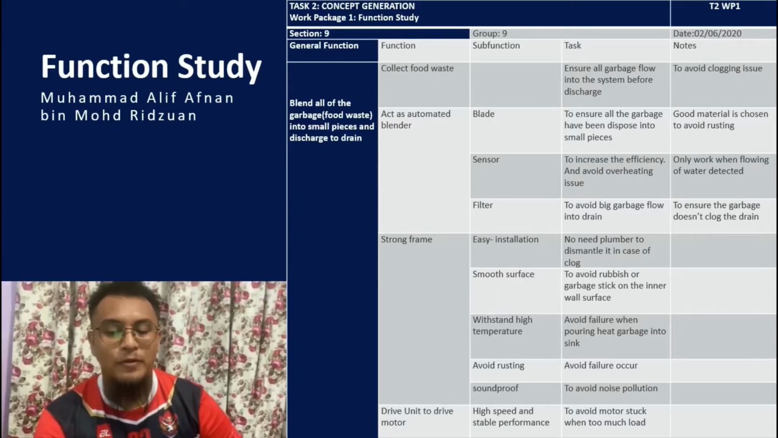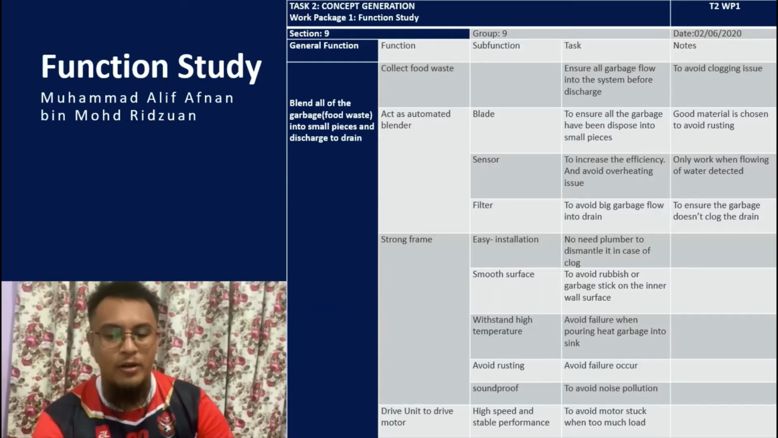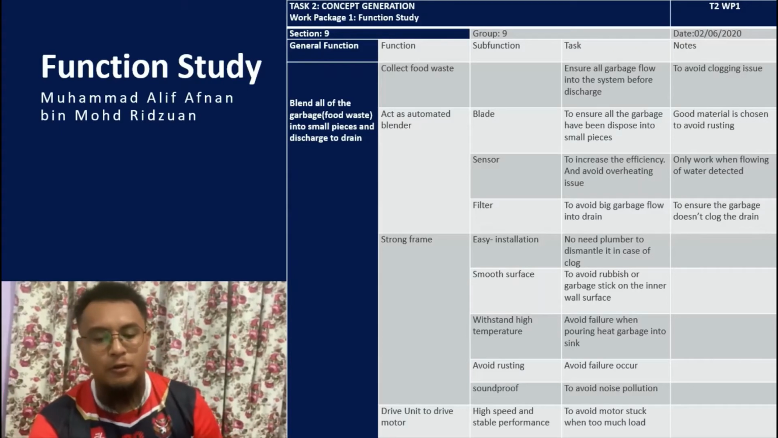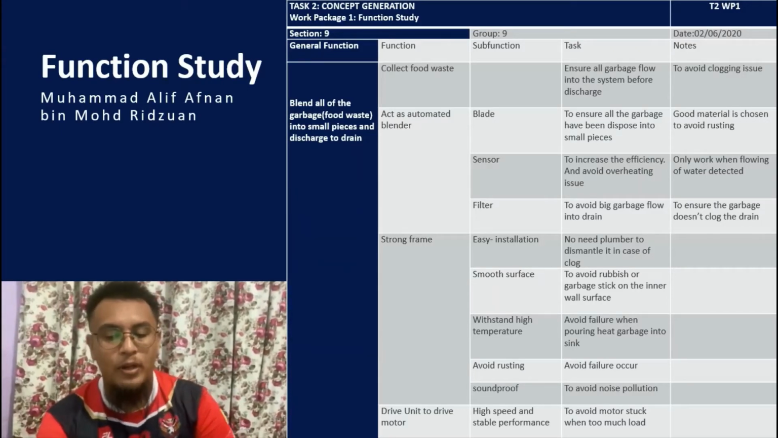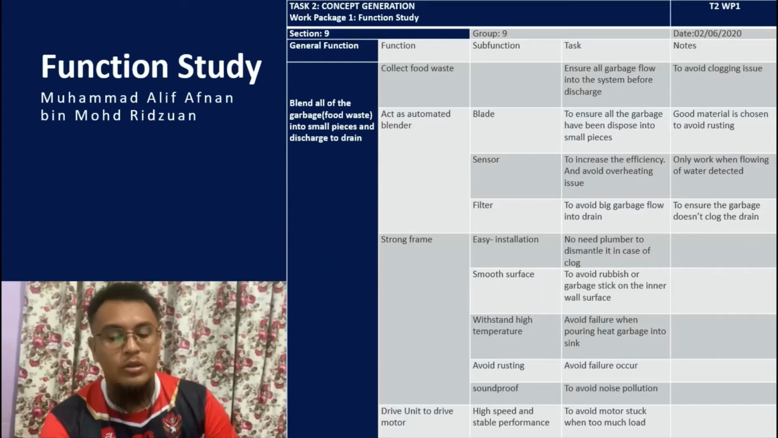Next, smooth surface. We choose this smooth surface to avoid rubbish or garbage sticking on the inner wall. Next we use high temperature resistance to avoid failure when pouring hot garbage. Next we use rust-avoiding material to avoid failure. Next the frame is soundproof, to avoid noise pollution.